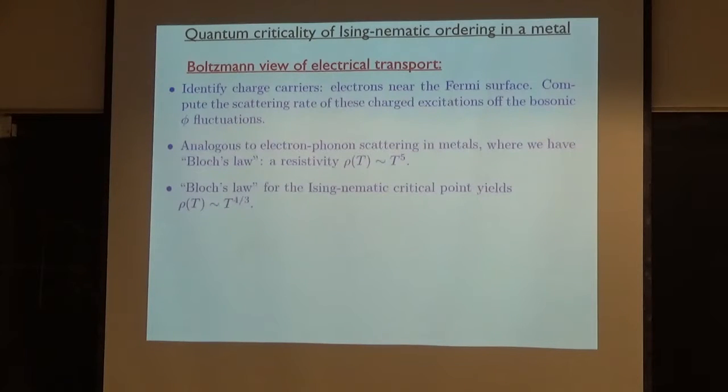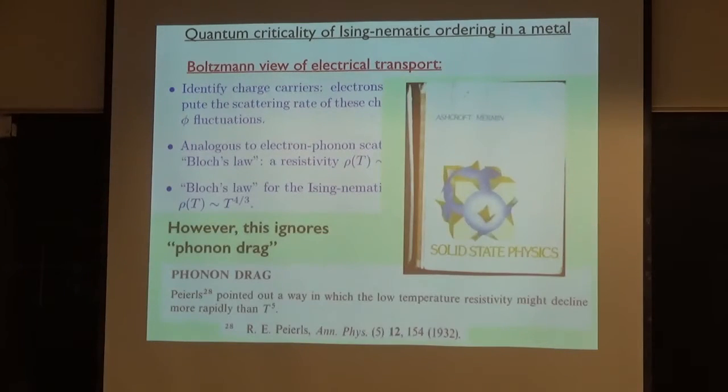However, there is a famous objection to Bloch's law, T to the fifth, which you can already find in Ashcroft and Mermin. Here's my beat up copy of Ashcroft and Mermin, and there's a little footnote saying Peierls in 1932 pointed out that actually Bloch's law is probably not correct, and the resistance is even smaller than T to the fifth. This effect is sometimes called phonon drag. But the next sentence in Ashcroft and Mermin says this behavior has yet to be observed.